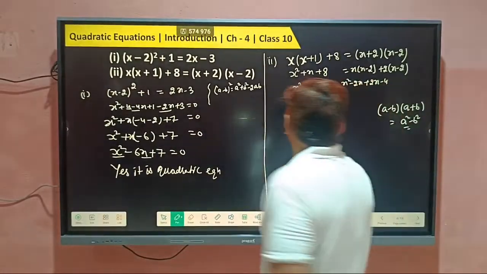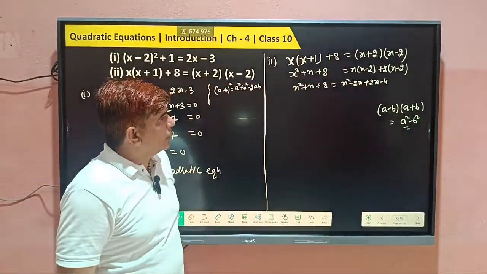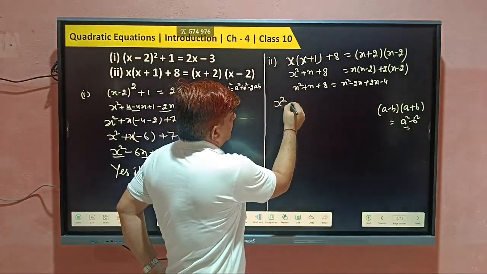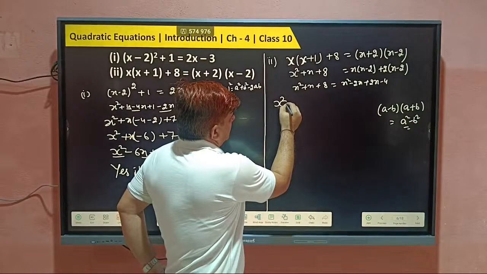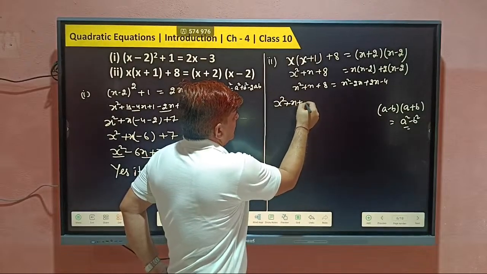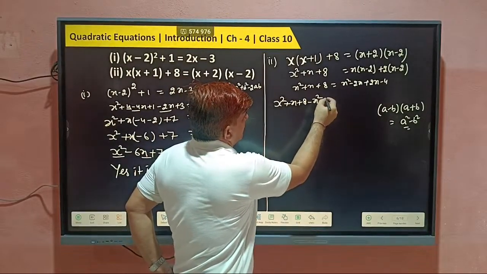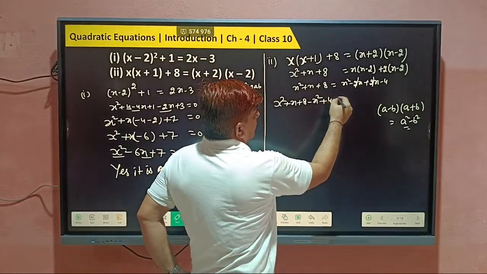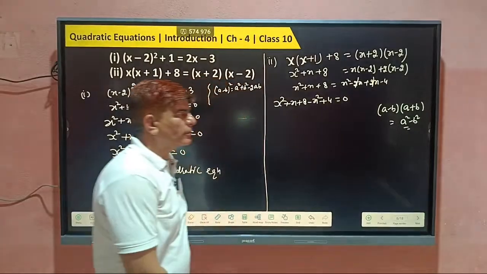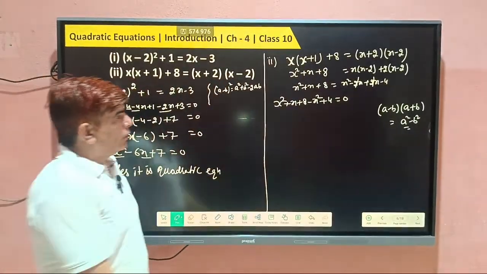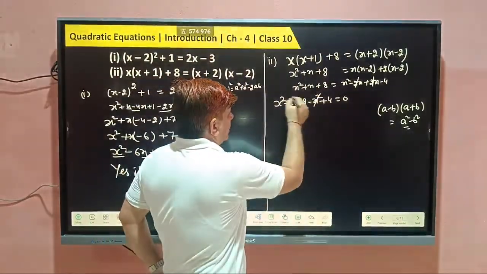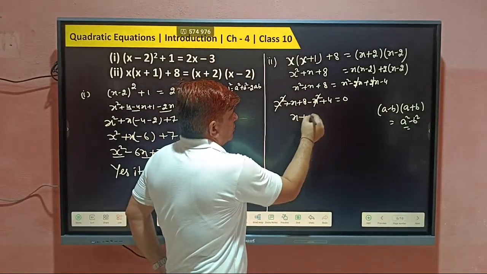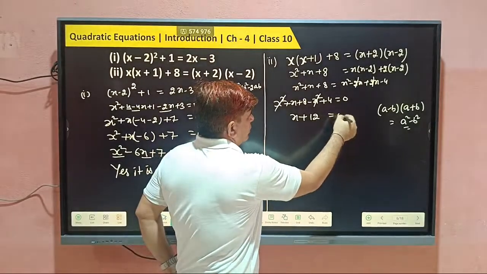And if you solve it, take x square on this side: x square plus x plus 8 minus x square. So this cancels this, plus 4 equal to 0. If you operate this, cancel this. So what is left? x plus 12 is equal to 0.